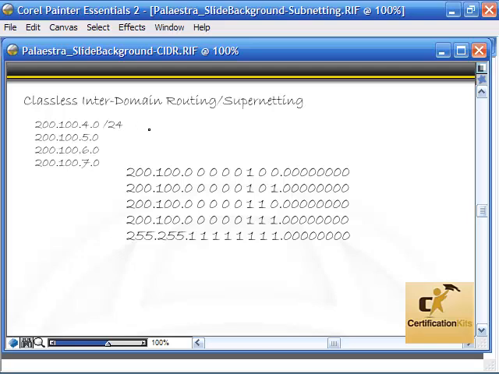I've brought up this slide on CIDR. Since we went over a subnetting problem, we've got to talk about what classless interdomain routing is. Classless interdomain routing, also known as supernetting, is kind of like the opposite of subnetting. It allows us to group multiple network addresses into one network address to minimize the weight in the routing table.